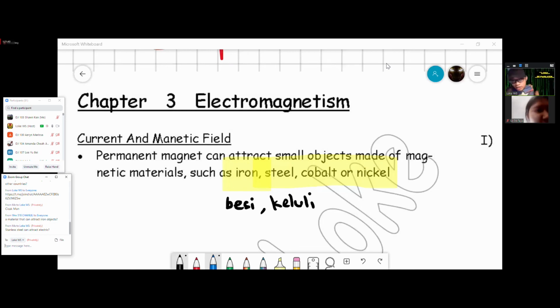Stainless steel can attract electric. Electric wise, don't ask yet. I don't want to touch electric first. Today I give you an introduction about magnets first.